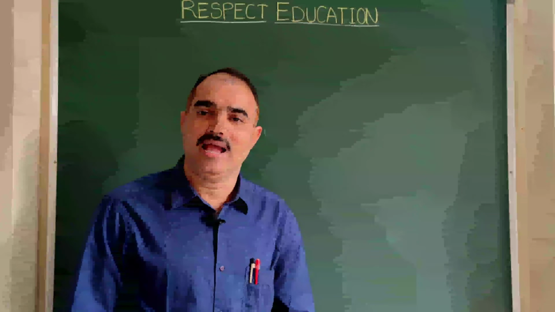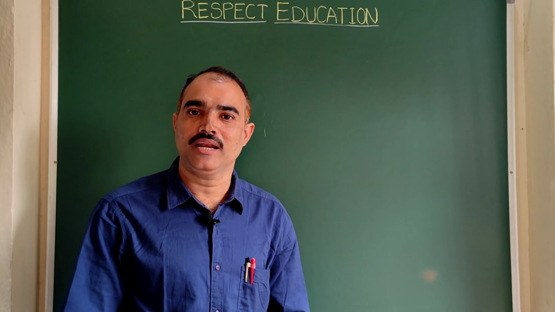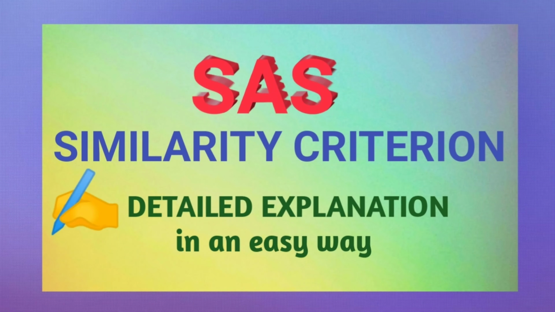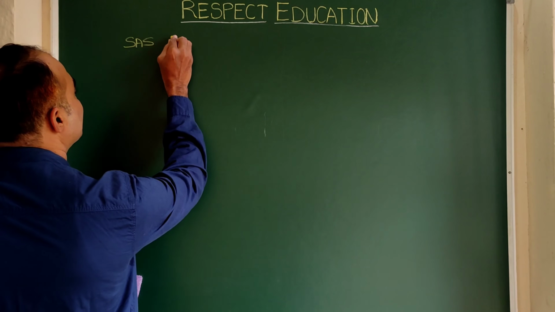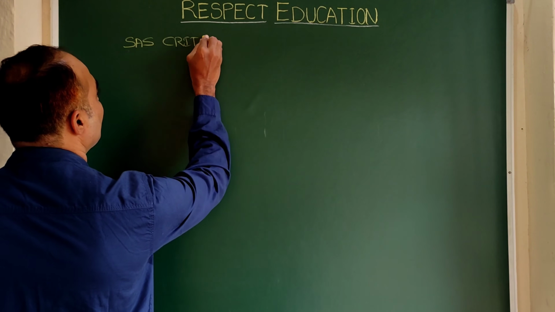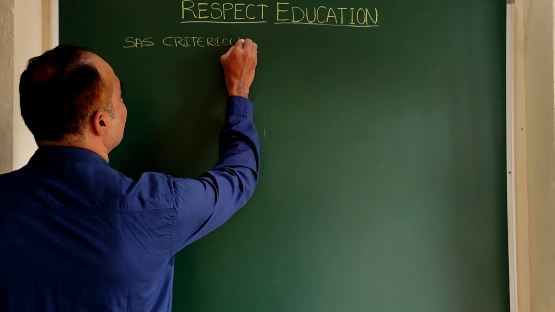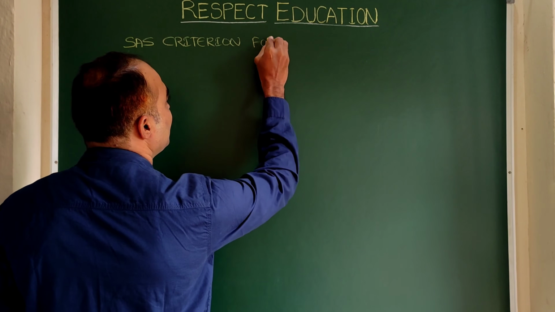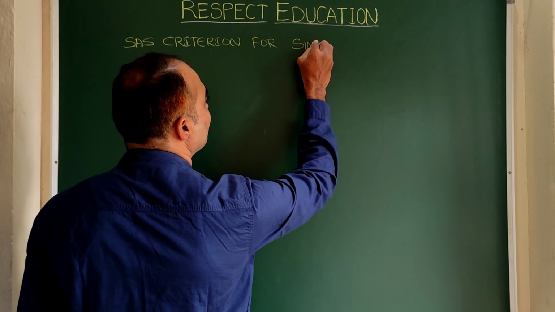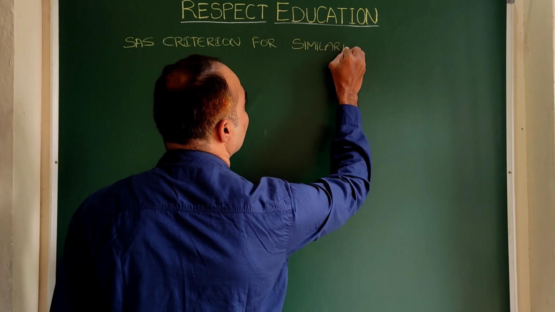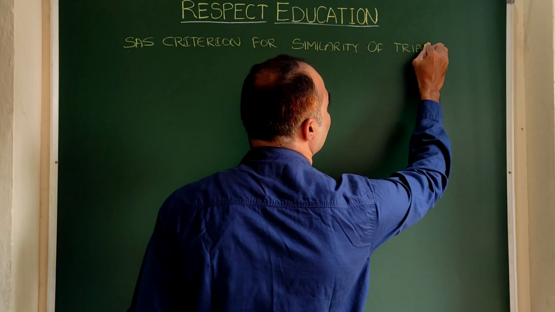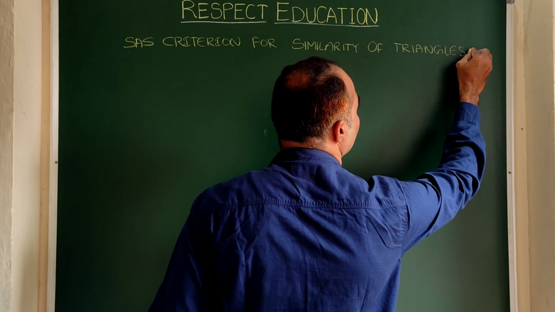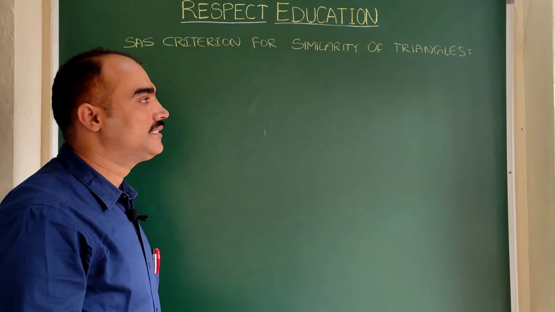Now we see the SAS criterion for similarity of triangles. Let us see its statement.